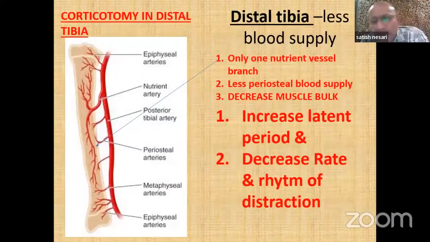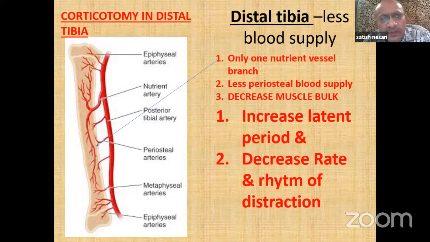So distal tibia is a very interesting area. As we know, there is less blood supply. Why is there less blood supply? If you see the nutrient artery supply to the tibia, it enters the diaphysis through the middle of the bone and divides into only one descending and two ascending arteries, as you can see in this picture. So only one nutrient vessel in the lower third of the tibia, less periosteal blood supply, and decreased muscle bulk. All these factors mean infection and non-union are more common.